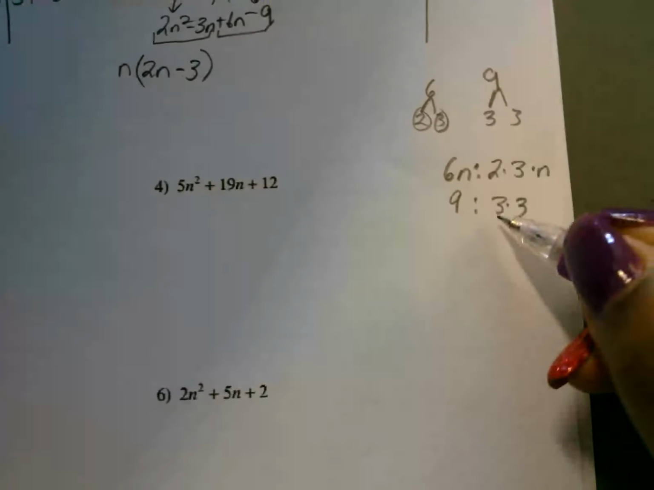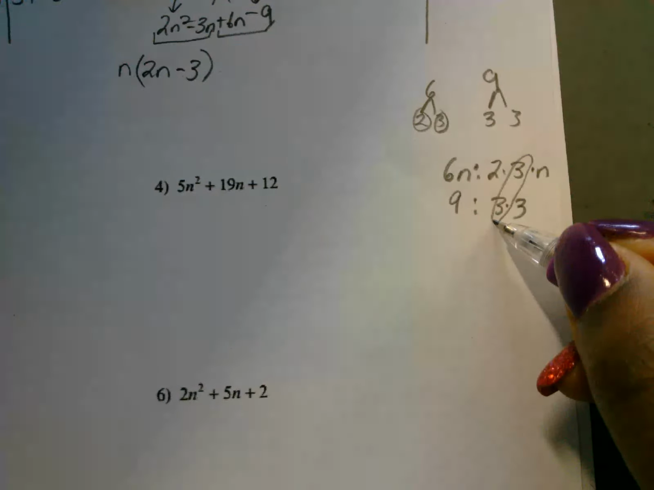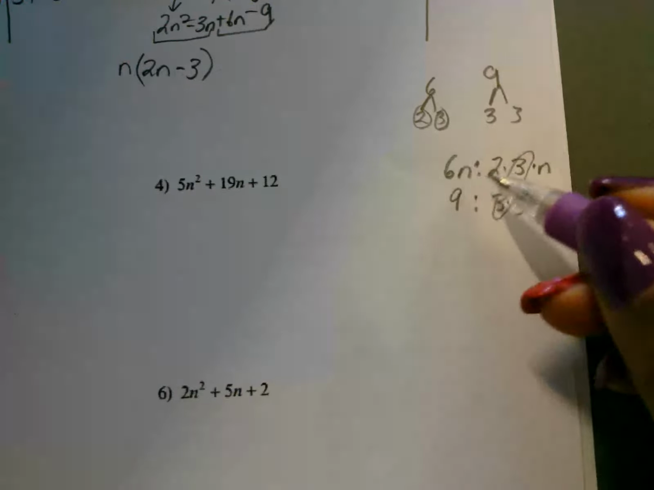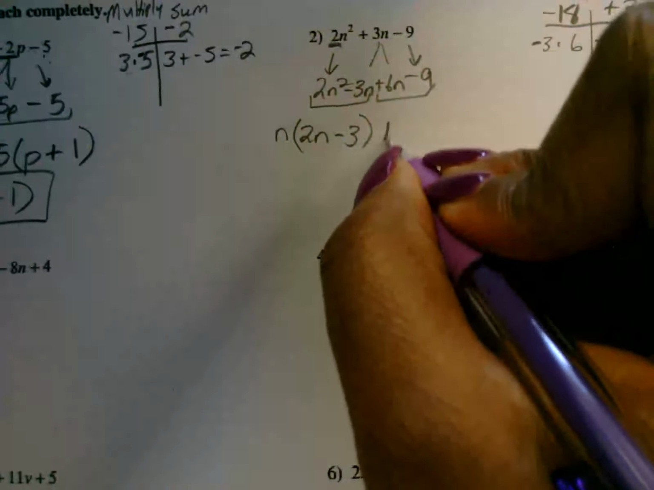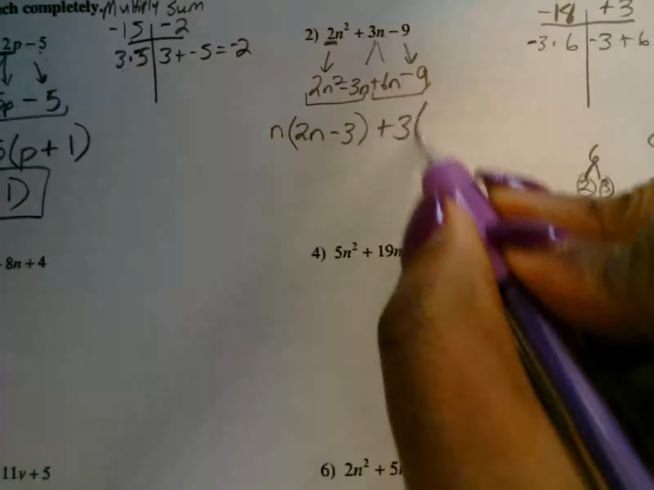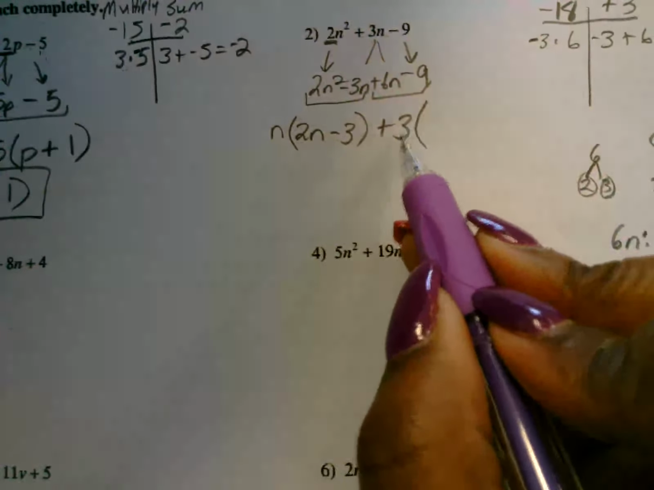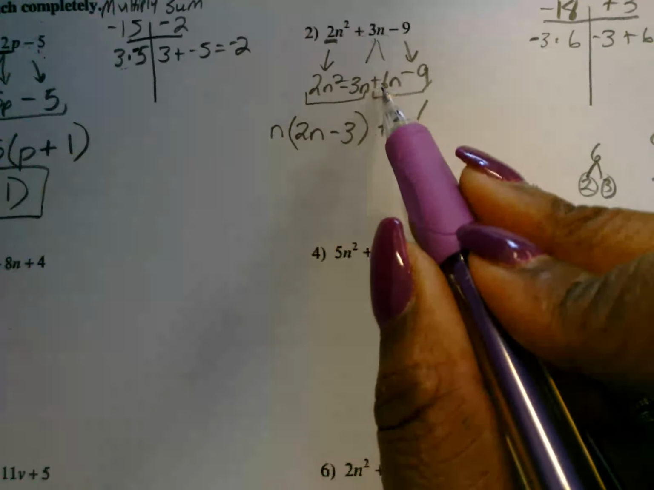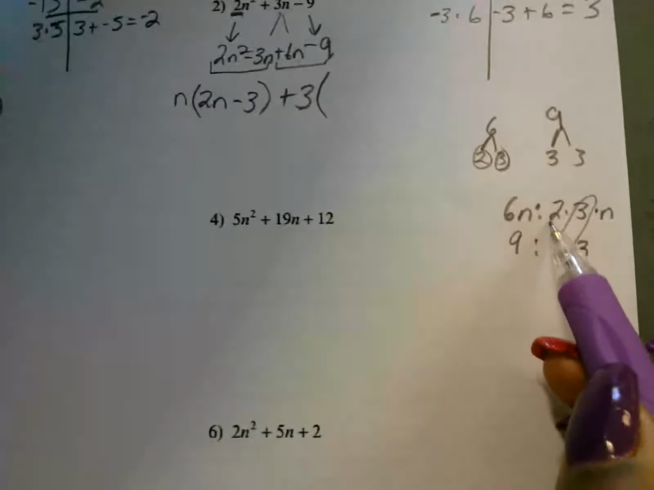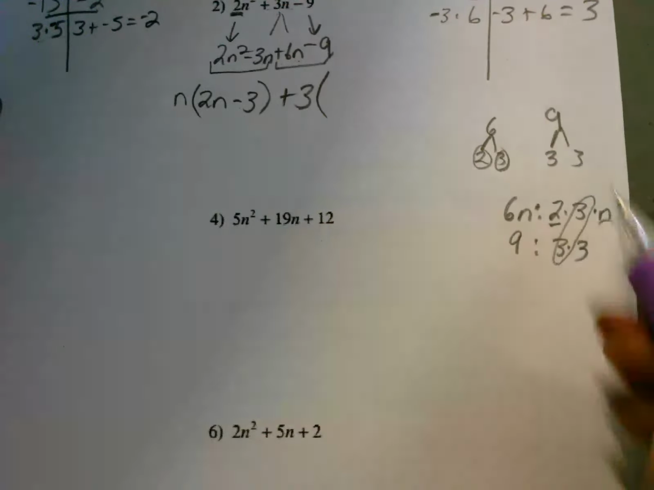The only factor they have in common is 3. So our GCF for these two numbers is going to be a positive 3. When we take out a positive 3, what number can we multiply times this positive 3 to give me 6n? Well, 2n is left. So it's going to be 2n.